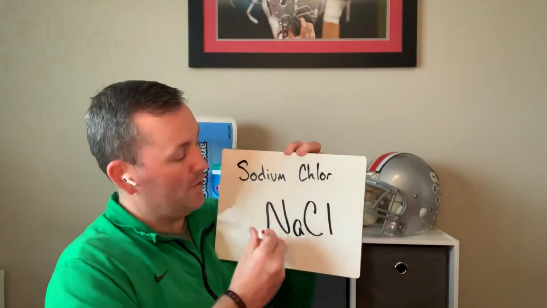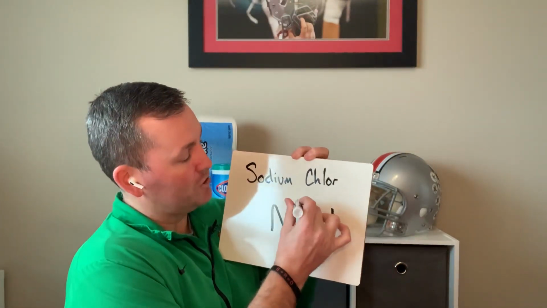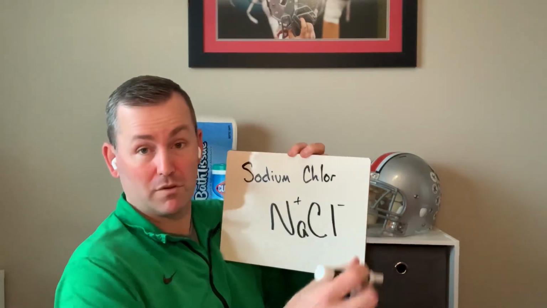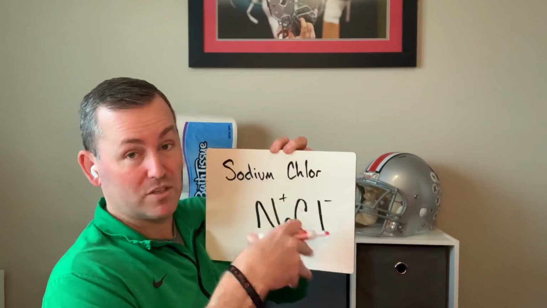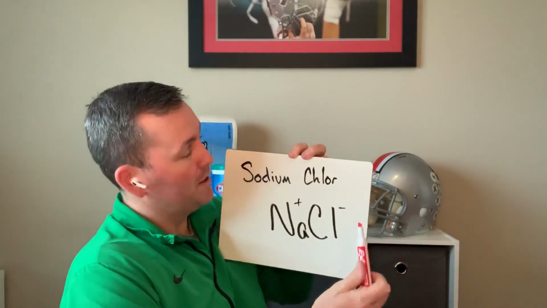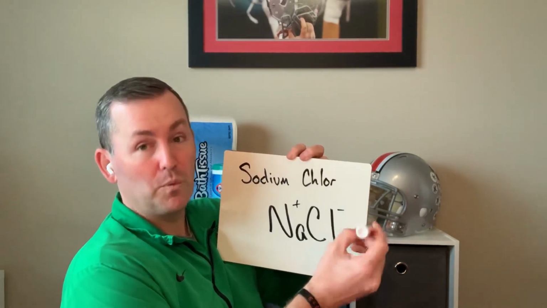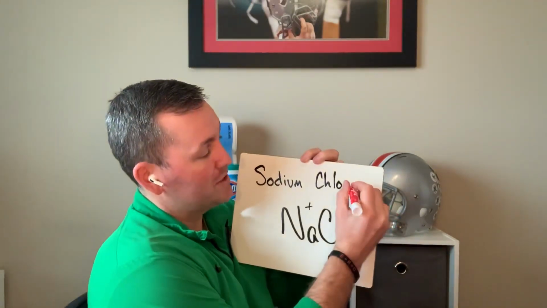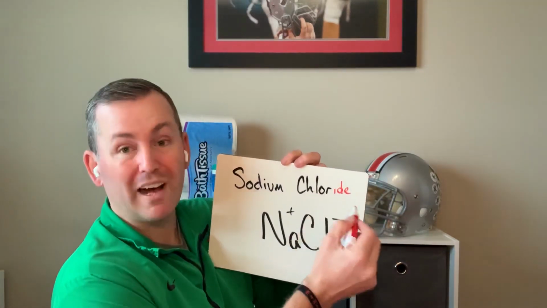Since it's now an ion, this is going to be positively charged. This is going to be negatively charged. We've talked about that in other videos. We've talked about that in class a lot as to why that happens, because this is giving up the electron and this is taking it in. Sodium stays the same. It does not change. Chlorine, though, we've got to add the IDE onto the end. So we just simply add IDE, and it becomes sodium chloride.